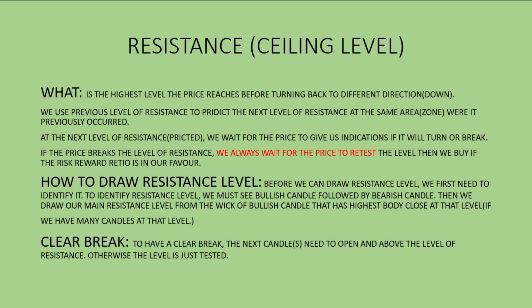We use the previous level of resistance to predict the next level of resistance at the same area or zone where it previously occurred. We can also use the level of support. If it was support, then it can tend to be a resistance, confluence. At the next level of resistance, the one that we predicted, we wait for the price to give us indication if it will turn or break.